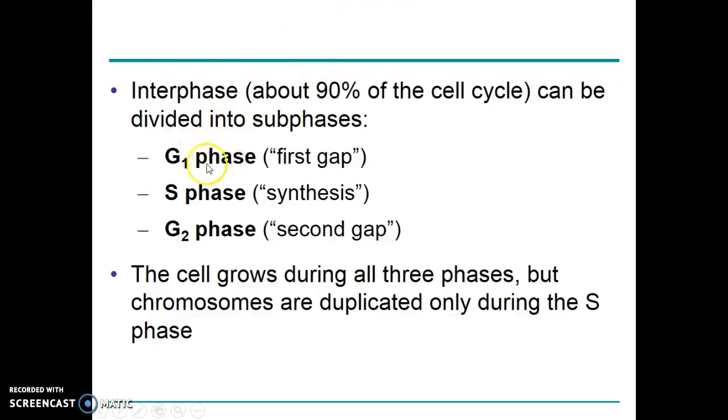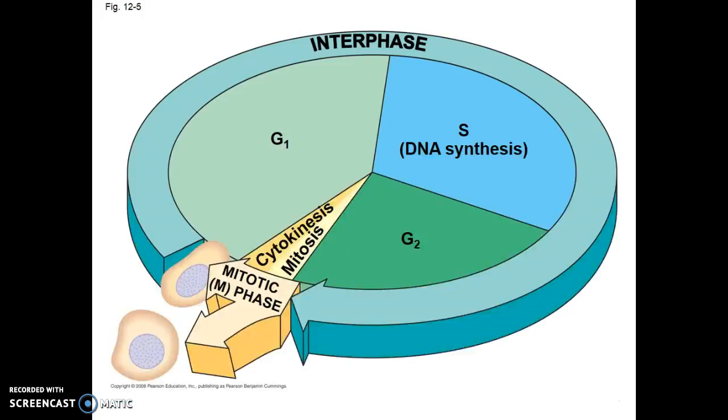The subphases are G1, the first gap, the S phase, the synthesis phase, and the G2 phase, the second gap. The cell grows during all three phases, but chromosomes are duplicated during the S phase. Growth of the cell happens in G1 and G2, but in the S phase the chromosomes are duplicated, producing two identical sister chromatids.